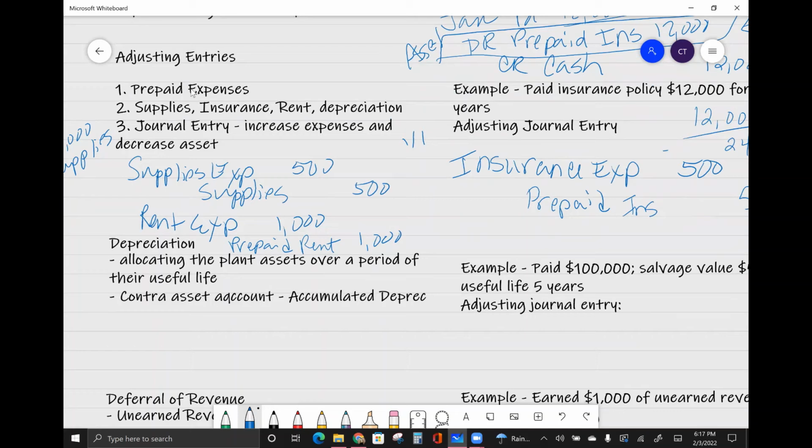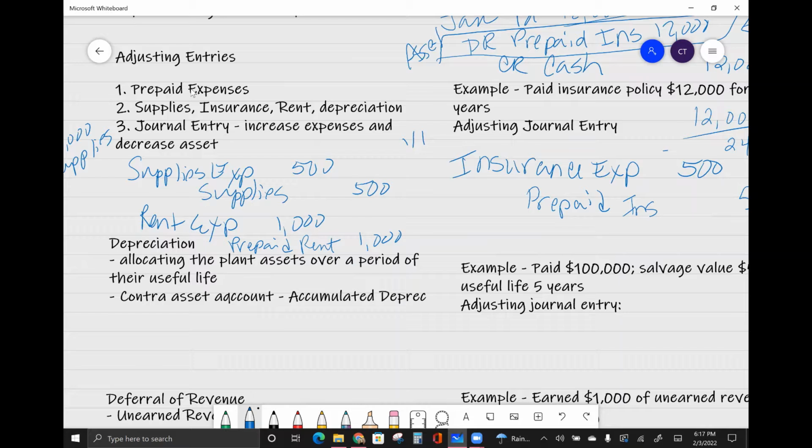Okay, so the note on here says, number 3, the journal entry is to increase your expense and decrease the asset. So the asset carries a normal debit balance. So when I purchase an asset, that means I'm putting it on the books in that debit column. So it's sitting as a debit. That's my normal balance in an asset account.